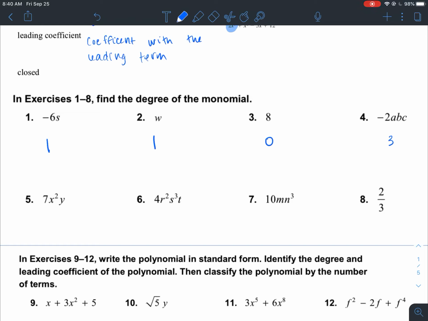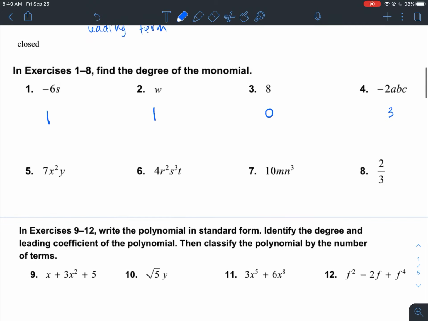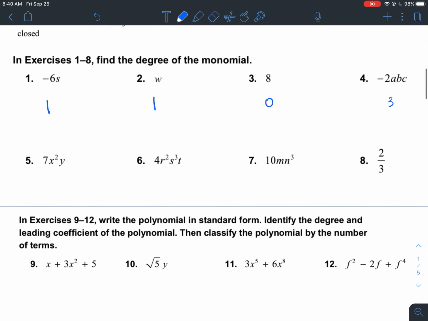So for 5, we know 7 doesn't have a degree. x is raised to the second degree and y to the first. So the sum of the degrees is 3. For 6, we have r squared, s cubed, and then a t. So the sum of that would be 6. For 7, that'd be 4, because n is to the third power, and then we have an m. And for 8, this is a constant, so it'd be 0.